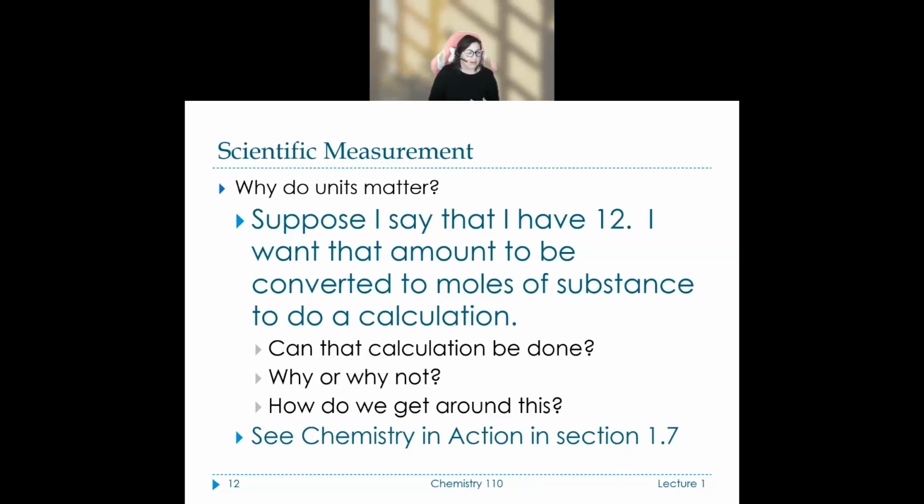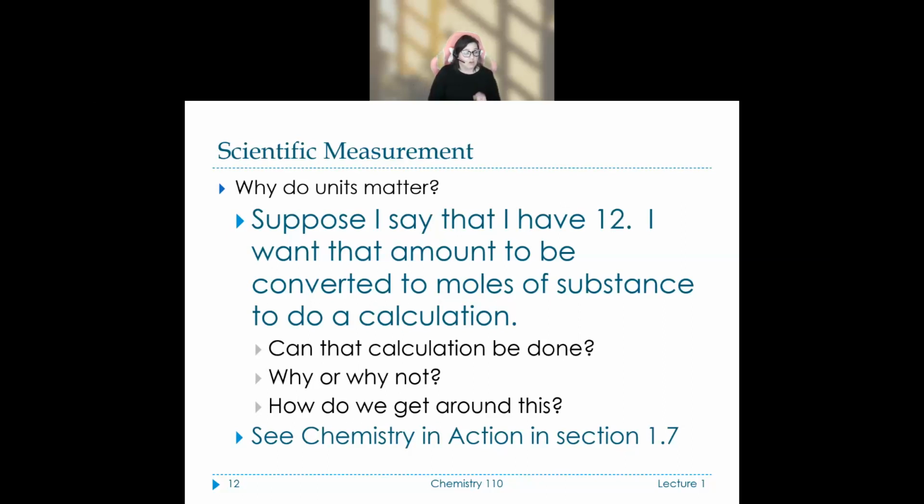Do I have 12 atoms? Do I have 12 particles? Do I have 12 moles? Do I have 12 grams? Do I have 12 kilograms? I don't know. And that's why I keep coming back to this whole units thing. We need to make sure that units are included with numbers. Numbers by themselves have no context and therefore are not useful.